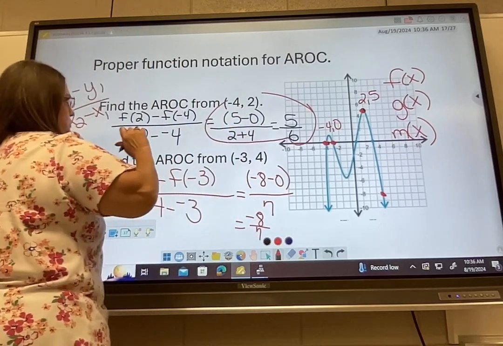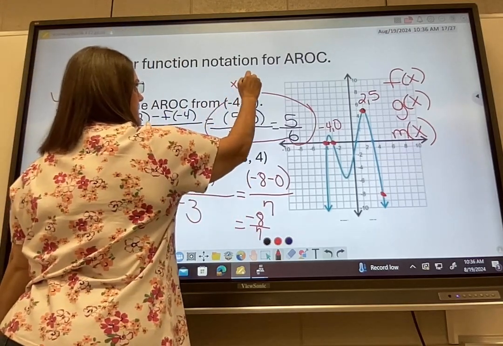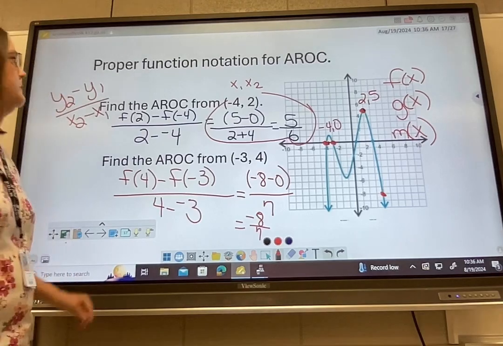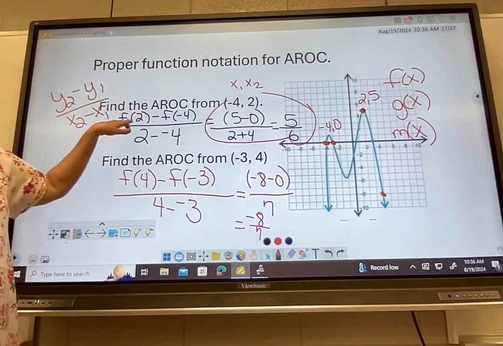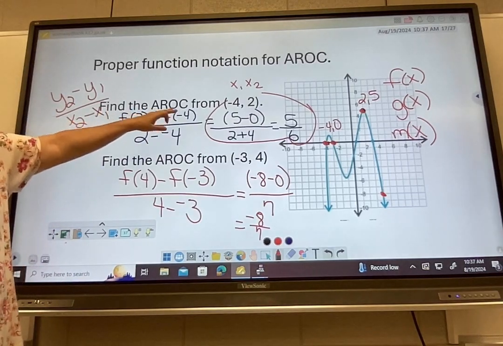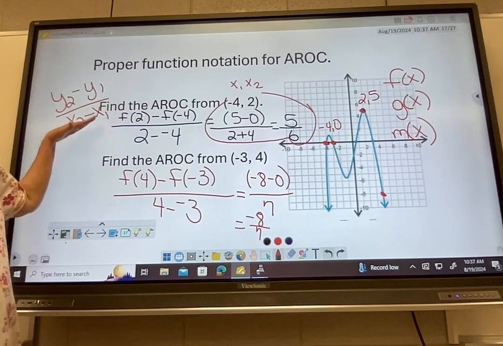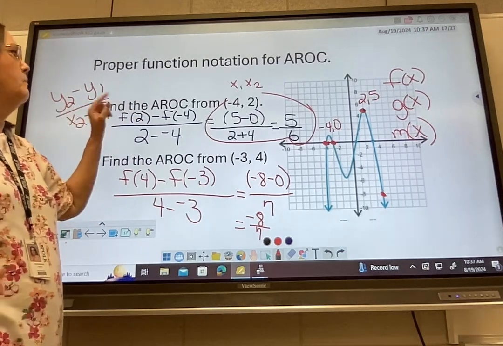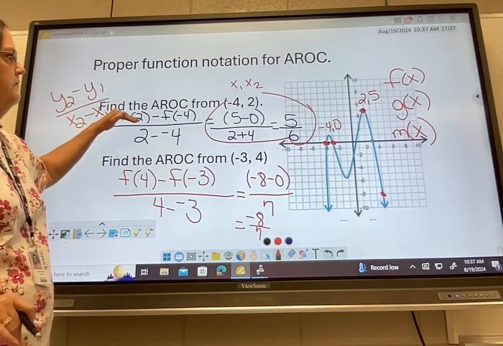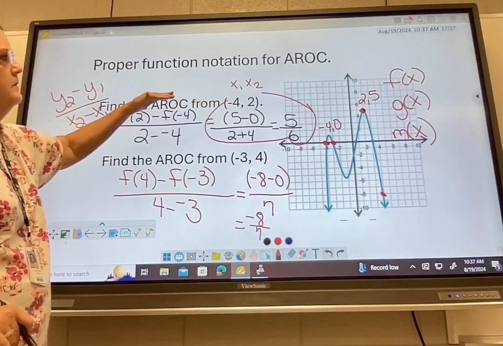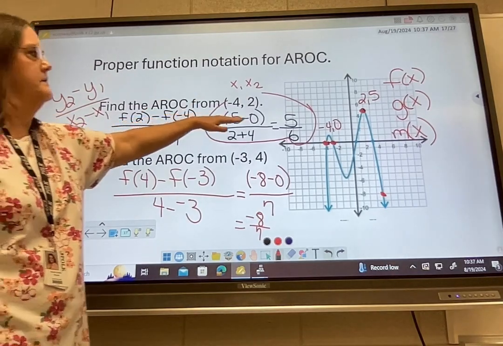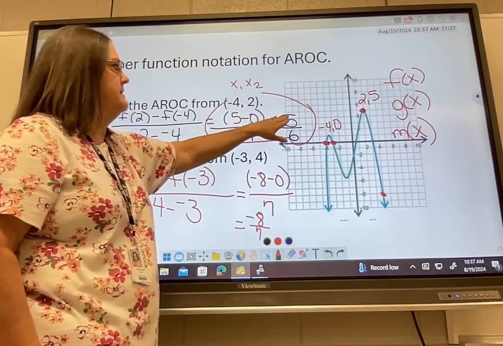x1, x2. Because they're giving it to you in intervals. So f of 2 minus f of -4 over the x values, which is 2 minus -4. Okay? So then I plug in the y values for f of 2. F of 2 is 5. And the y value for f of -4 is 0. So 5 minus 0 is 5.